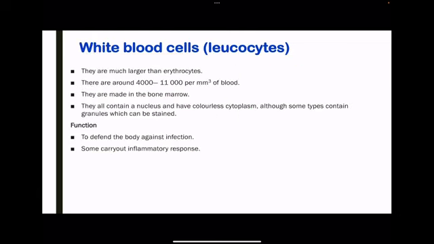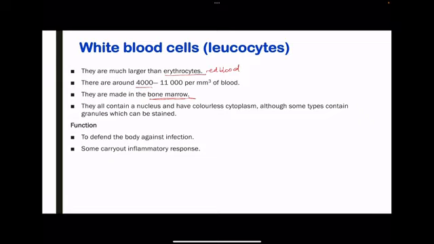Moving on to the white blood cells, these are called leukocytes. They are much larger than the red blood cells. Like I said already, erythrocytes are red blood cells, so the white blood cells are much larger than these ones, and they are usually around 4,000 to 11,000 per millimeter cubed of blood. These are also made in the bone marrow.